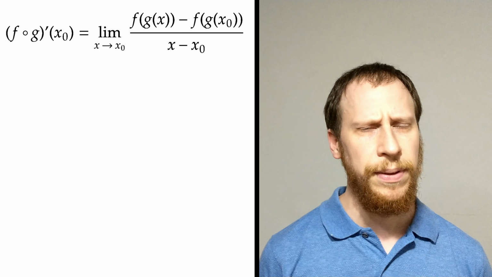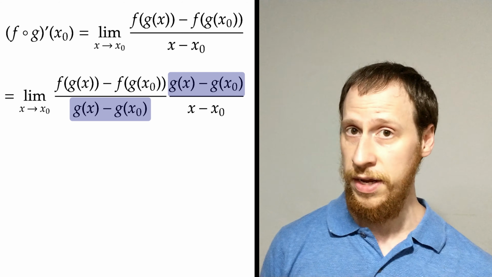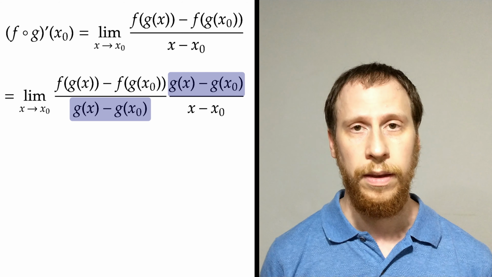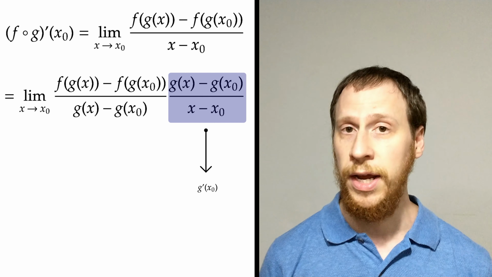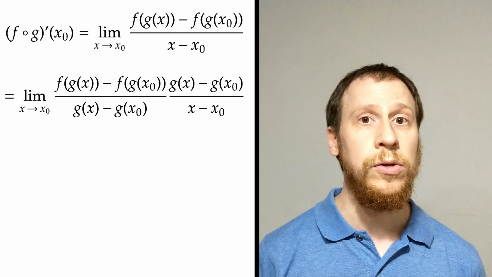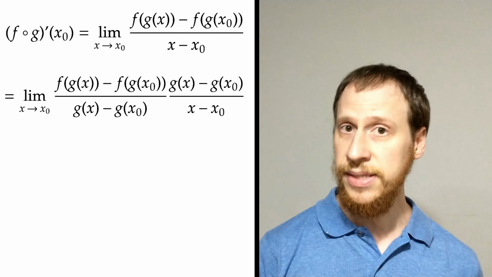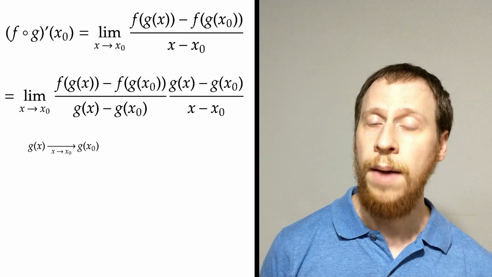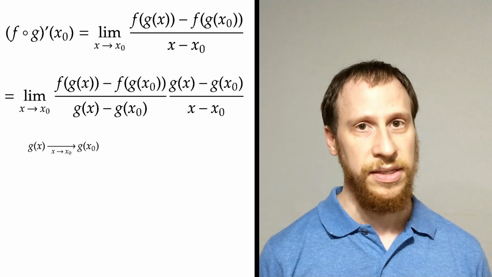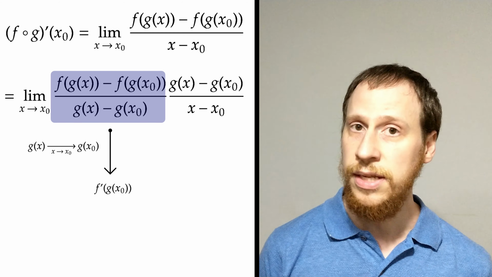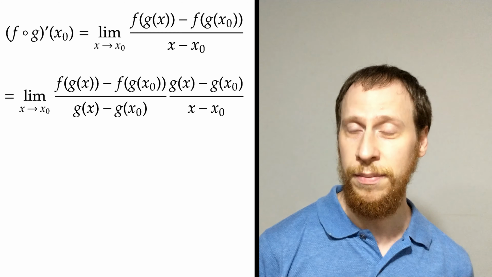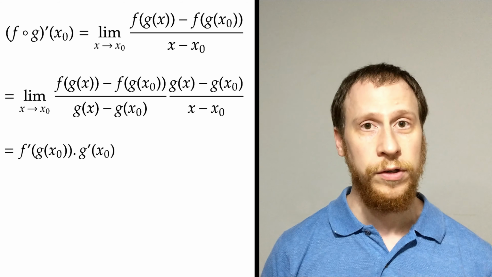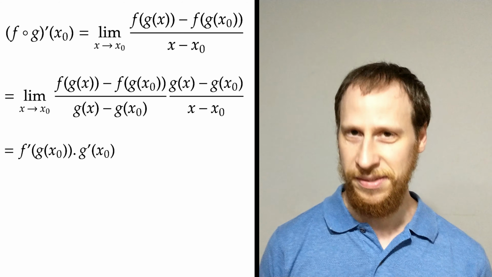Let's write down the derivative limit of the composition and simply multiply and divide by the term g of x minus g of x0. Now, since g is differentiable, this limit goes to g prime of x0. But g is also continuous. So, as x approaches x0, g of x approaches g of x0. And since f is differentiable, then this limit goes to f prime of g of x0. So, the original limit equals f prime of g of x0 times g prime of x0.